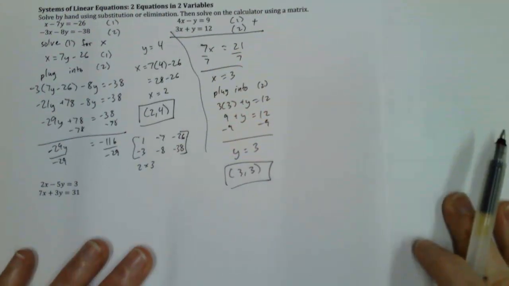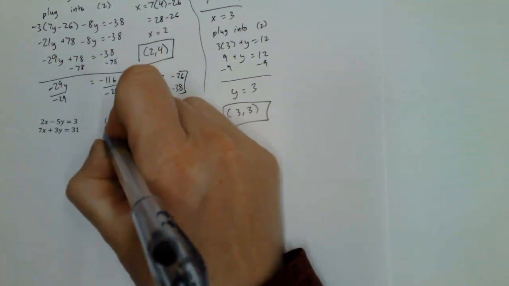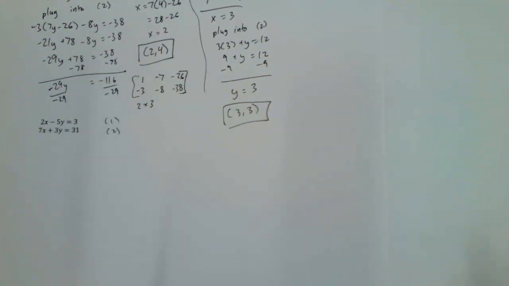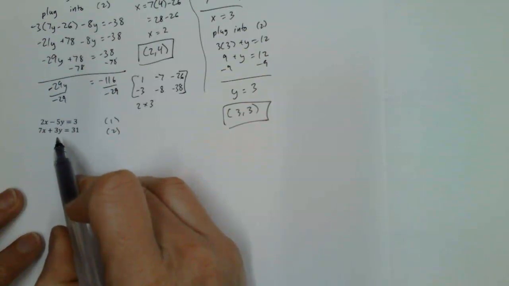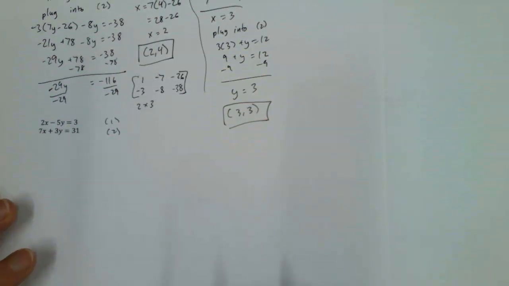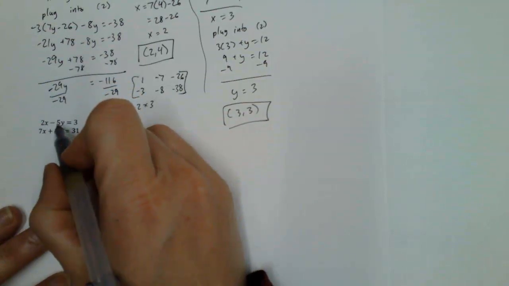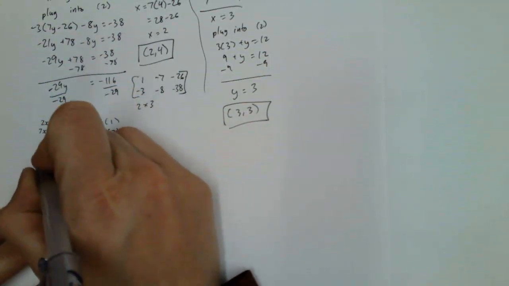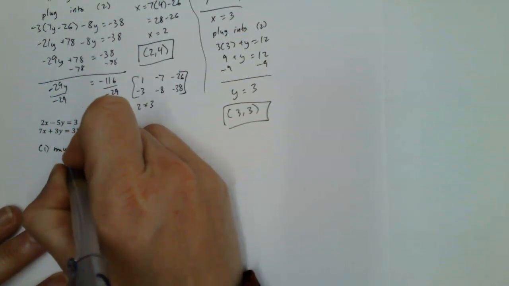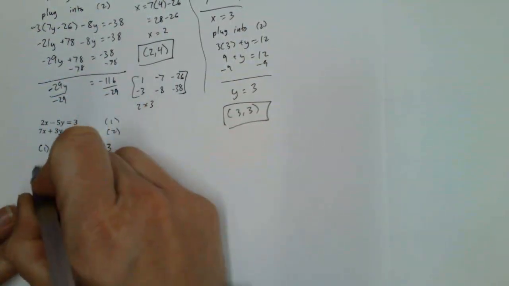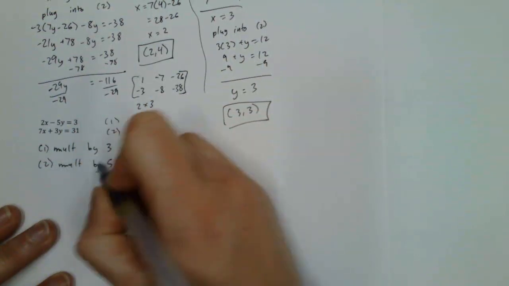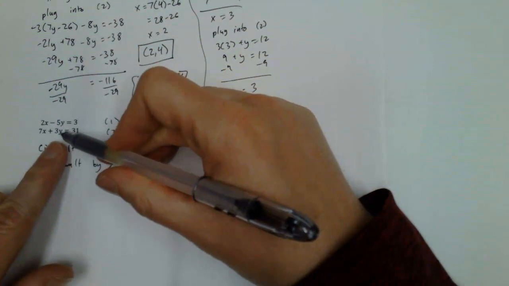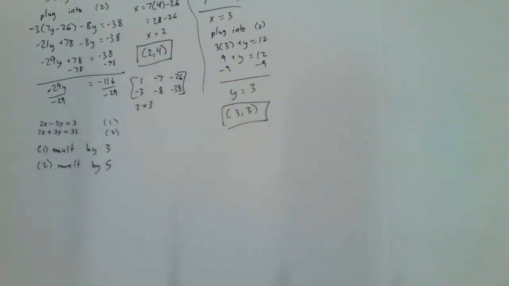Let's do one more with elimination. Now this time, I don't have opposite coefficients for any of my variables. Now, I'm going to eliminate y, just because one's positive and one's negative, but it's going to be about the same amount of difficulty either way. So I need to have opposite coefficients. So I'm going to take number 1, and I'm going to multiply that by 3, and I'm going to take number 2 and multiply it by 5.